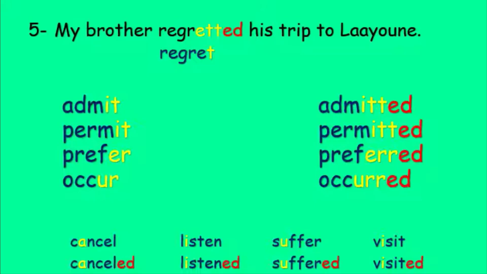Admit, permit, prefer, occur, regret. So there are two syllables. But the second syllable is stressed. So we say regret, not regret. Regret, admit, permit, prefer, occur.